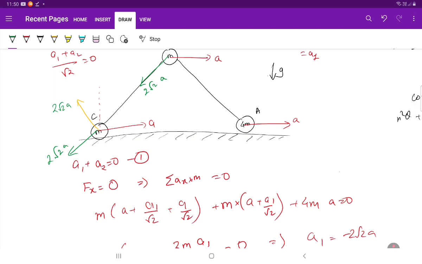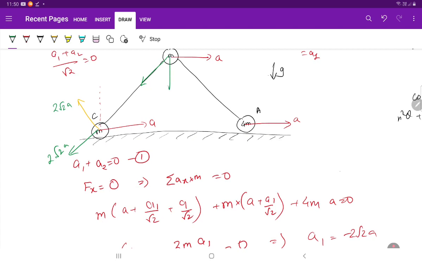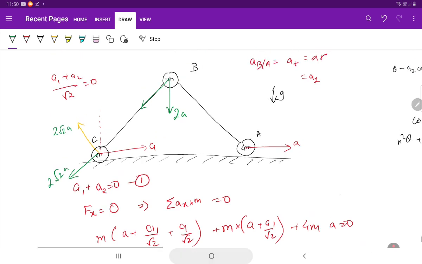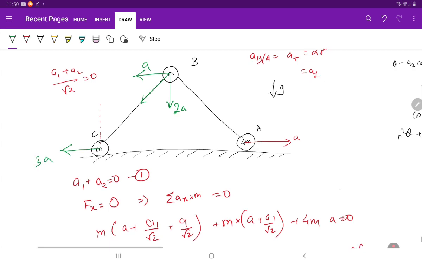Now can you divide all these accelerations into components? You will get it like this: in the vertical direction it will be 2a, and in the horizontal direction for b it will be a. For c, the horizontal acceleration will come out to be 3a, and the vertical acceleration will be 0. For a it will be a itself.